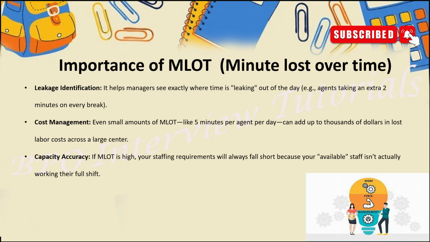If we understand the meaning of MLOT, leakage can be identified very easily. It helps managers see exactly where the leakage actually is. For example, the agent exceeded his break by 2 minutes. That 2 minutes will not show anywhere, right? It will directly go under break. The target is only 15 and 30 minutes, but he exceeded from 15 to 17 minutes, the 2 minutes, right? So leakage can be identified easily.